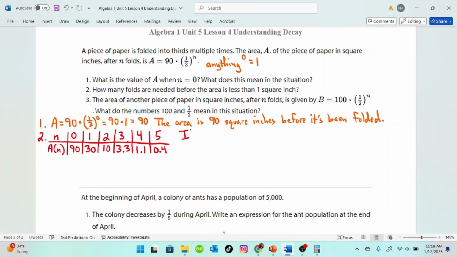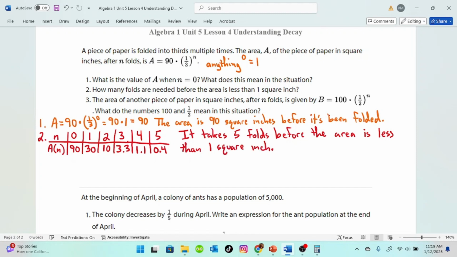So it takes 5 folds before the area is less than 1 square inch.